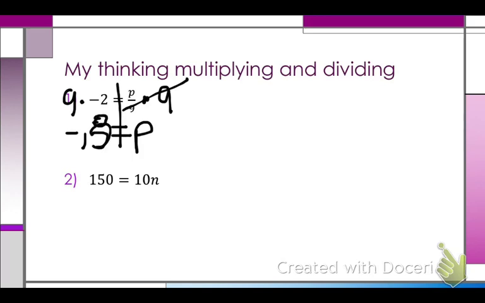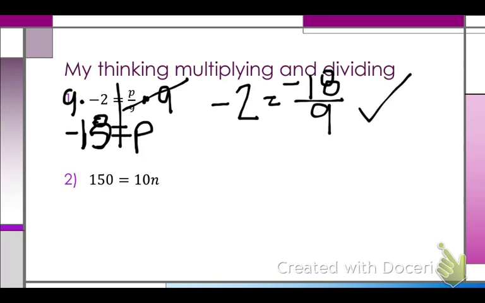Oh, my pen doesn't want to work here. -18. That's an 8, I promise. So we can plug that back in just to make sure we got it correct. Does -2 equal -18 over 9? Yes. So we know we got that correct.